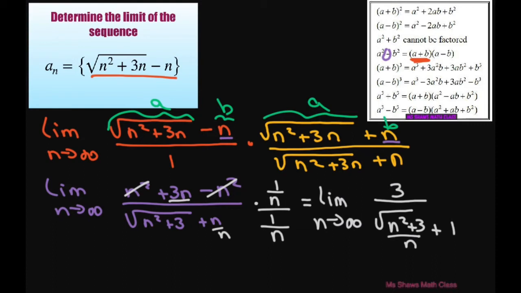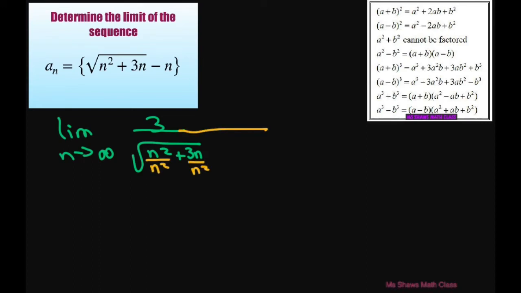Now what I want to do is rename this n as the square root of n squared and put it under the radical. So I can write that as the square root of n squared plus 3 divided by n squared. I'm going to do that because that is the same as n. So let's do that, and we're going to get the limit as n approaches infinity of 3 divided by the square root of n squared plus 3n divided by n squared. Now, since we're dividing by n squared, I'm going to put it under each piece here. And we still have this plus 1.